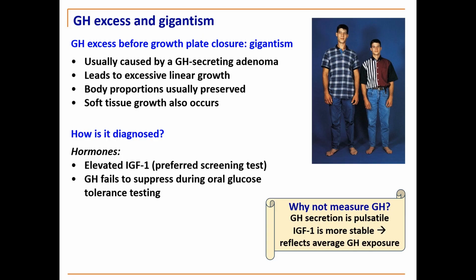So what else can we do as well as hormones? Well, you might do imaging. So you might use a pituitary MRI to identify a potential adenoma. That's just using magnetic resonance imaging of the pituitary to look for an adenoma.